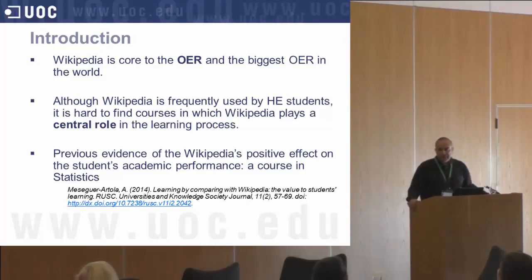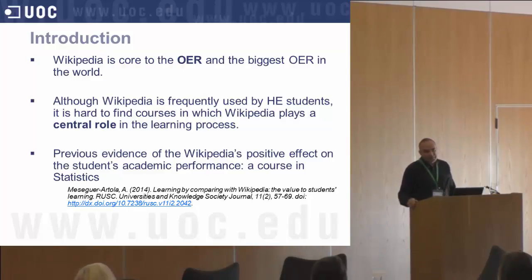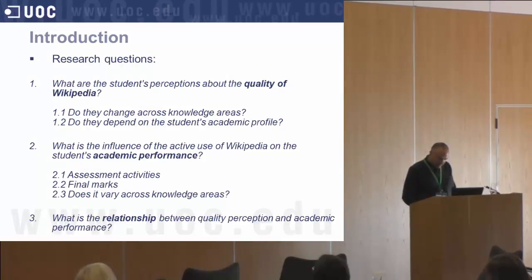We all know that Wikipedia is core to open educational resources, and it is one of the biggest sources of information in the world. But although Wikipedia is frequently used by most higher education students, it's difficult to find courses in which Wikipedia has a central role. Furthermore, we have few evidences of the influence of the use of Wikipedia on the academic performance of the students. So in this research work, we will try to answer this question.